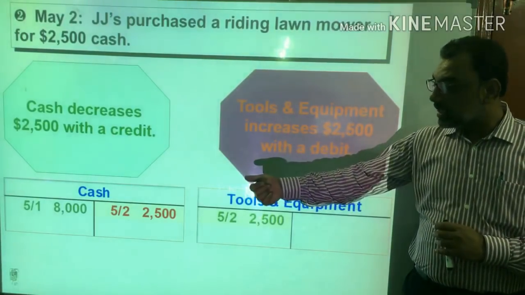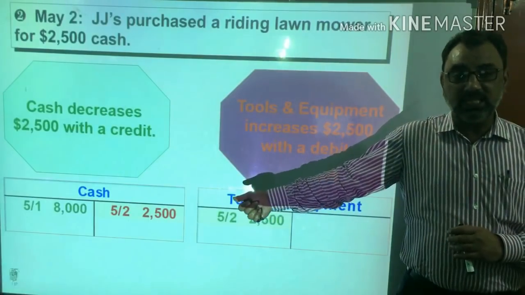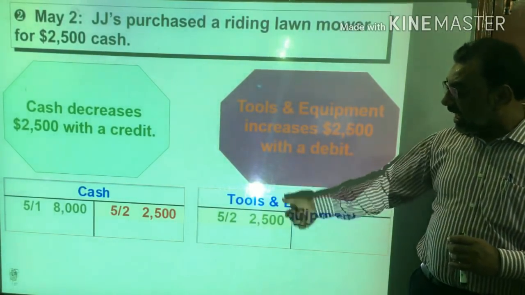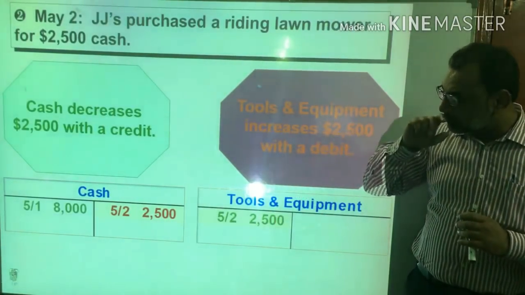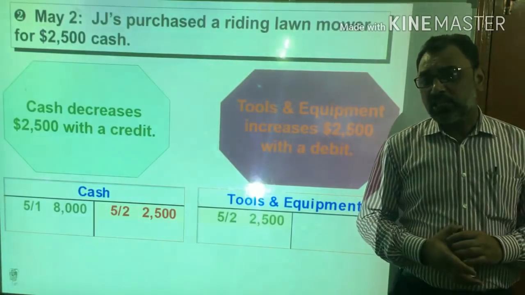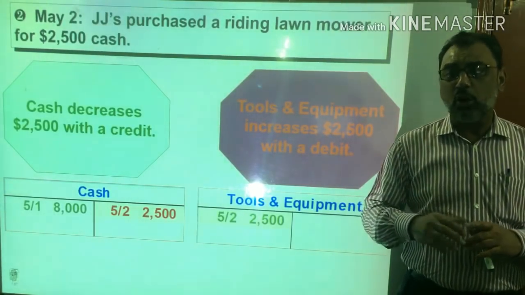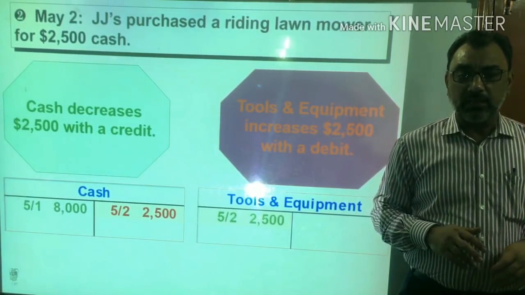So now the cash is going to decrease. This is one of the assets that is decreasing, and when an asset is decreasing, we will have to post it on the credit side. On the other hand, the other asset has increased by 2,500. So if you see the net effect, one asset is increasing, the other asset is decreasing by the same amount, so the overall effect on the asset side will be nullified.